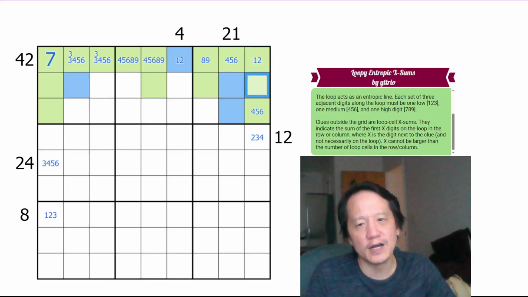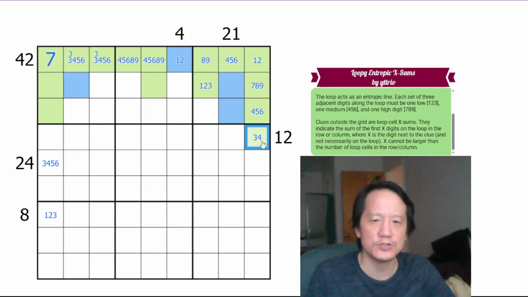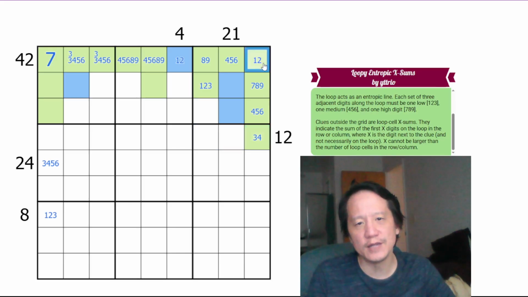So this must be a high. So this is 7, 8, 9. This must be 1, 2, or 3 here. This is 4 through 6. This cannot go this way, so this must go this way. So this is on the loop. It cannot be 2. If it were 2, then it would add itself another digit, which would have to be at most 9. 2 and 9 does not add up to 12. It adds up to 11. And this has to be low, so this must be a 3, actually.